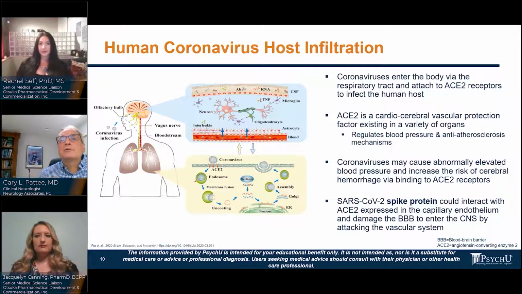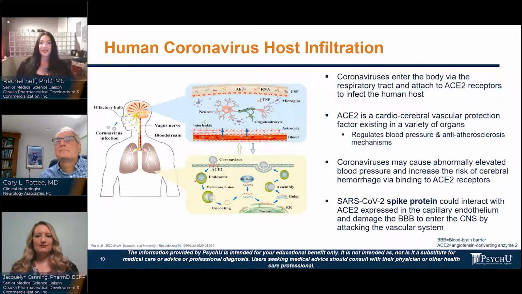And then the top cartoon just shows through the blood-brain barrier, or the CSF on the top, that once inside, the coronavirus can have an effect on the neural tissue, whether it's a neuron, oligodendrocyte, astrocyte, the microglia. You see a host of inflammatory reactions that take place. And usually it's the more severe infections that get into the CNS, which we'll refer to a little later on. But this is a little bit of an overview of how the host is infiltrated by this virus.